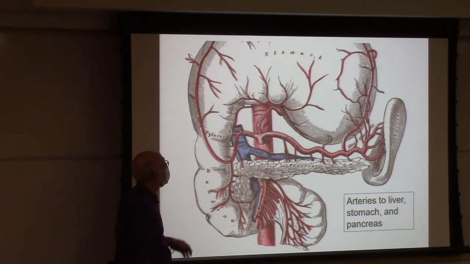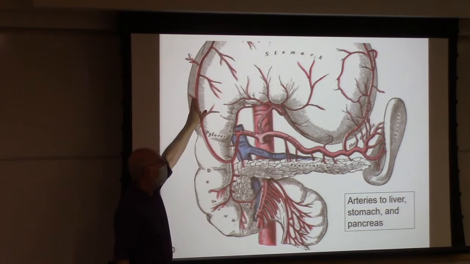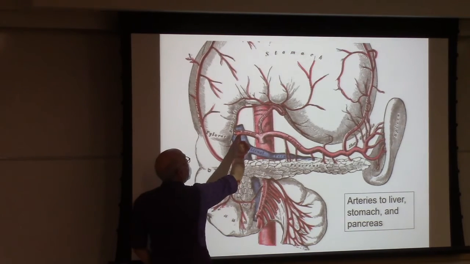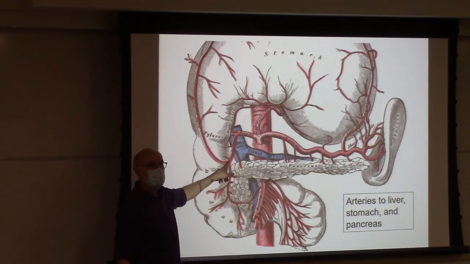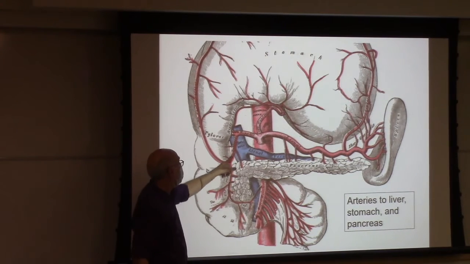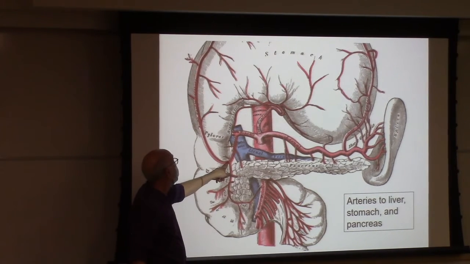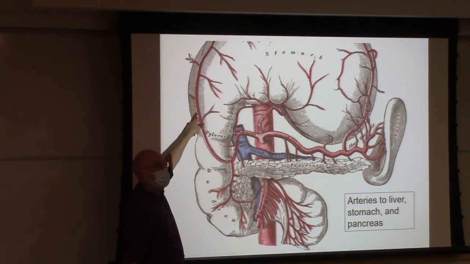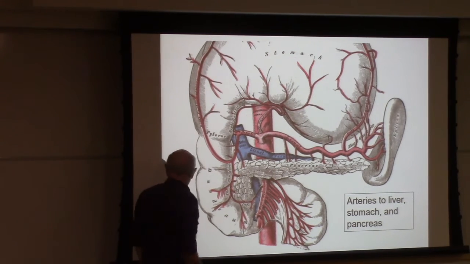Okay? We also have blood flow that serves the greater curvature. On the right side, we've got an artery that branches off of the common hepatic called the gastroduodenal. And from the gastroduodenal branches the right gastroepiploic.